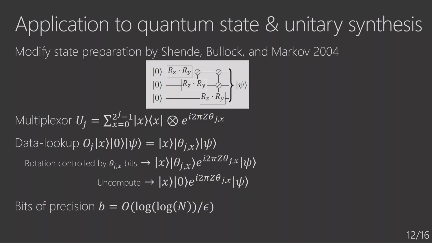predetermined. So you can simulate these multiplexors using your data lookup by a fairly straightforward sequence of transformations. First, you write your desired angle into the output, then you apply a rotation controlled by each output bit, and then you uncompute. And if you do additional math about what's the best way you could do all of these controlled rotations, it turns out that the bits of precision you need is pretty good. It's log in the error, so that's good enough for us.